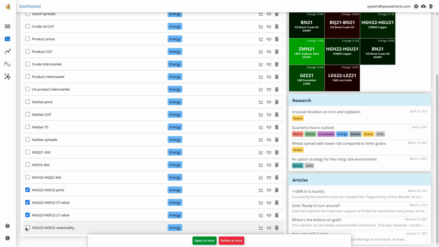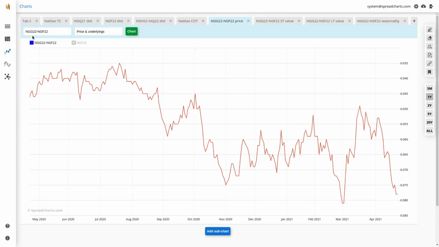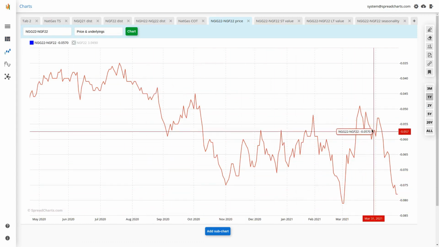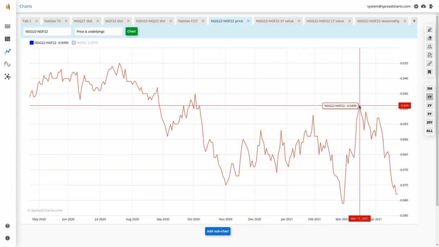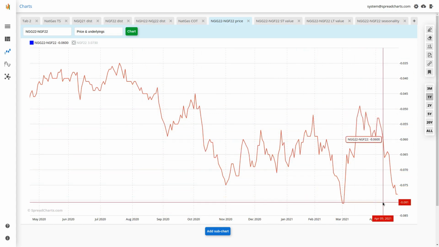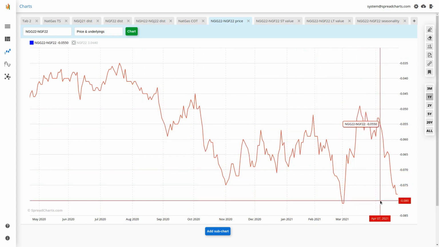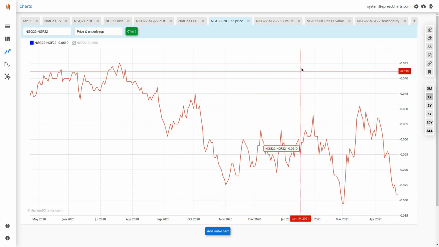It's no secret because it's a well-known and favorite combination of contracts. It's the spread between February and January contracts. You can see that the price of the spread has been going lower since roughly the middle of March, and it's approaching the support roughly around minus 0.08. So technically speaking, the support may provide a relief for this spread.